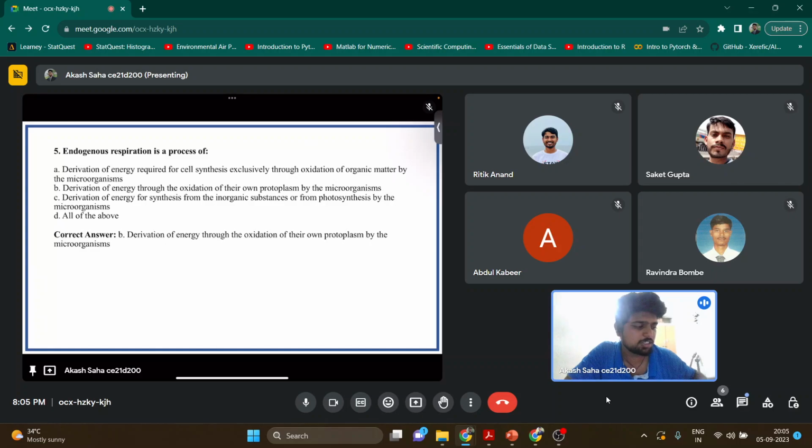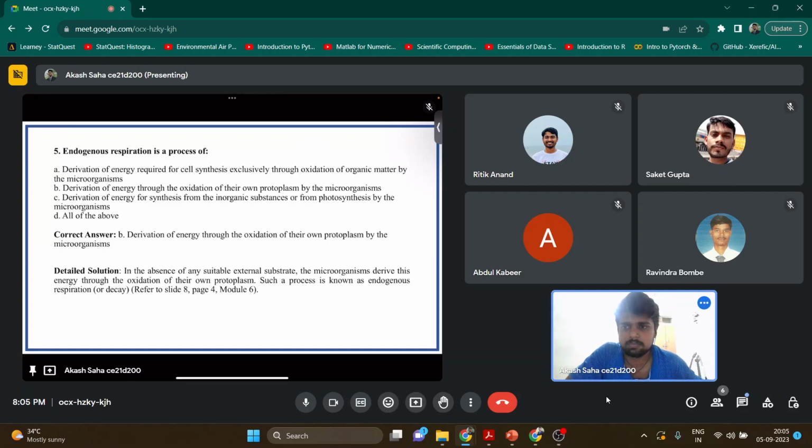So it is the derivation of energy from the oxidation of the protoplasm of the microorganisms, and thus it is getting decayed. So it is known as endogenous respiration. In the absence of any suitable external substrate, the microorganisms derive their energy through the oxidation of their own protoplasm, and hence they get decayed, and this is known as endogenous respiration or decay.